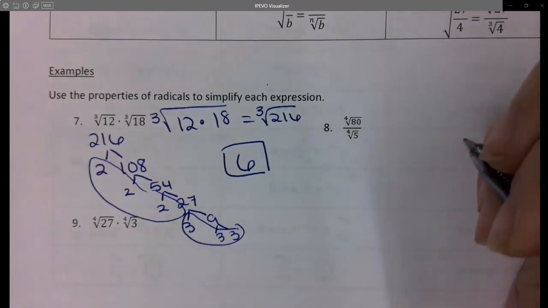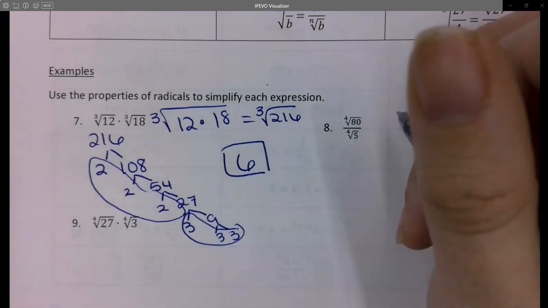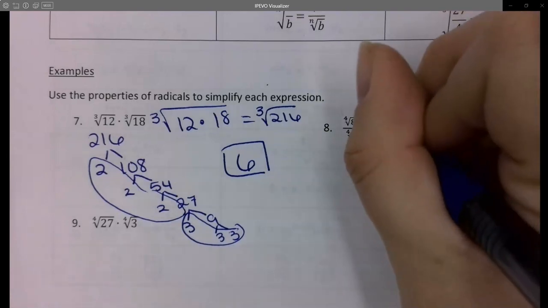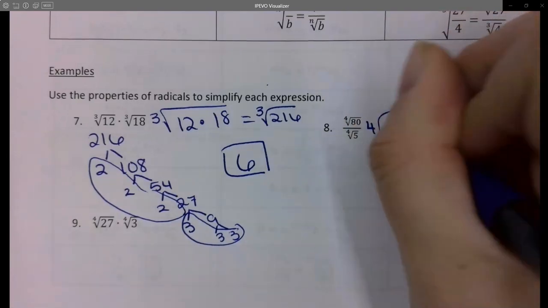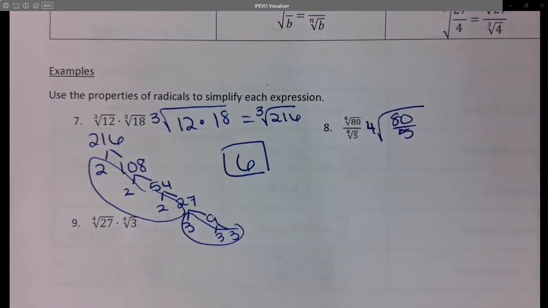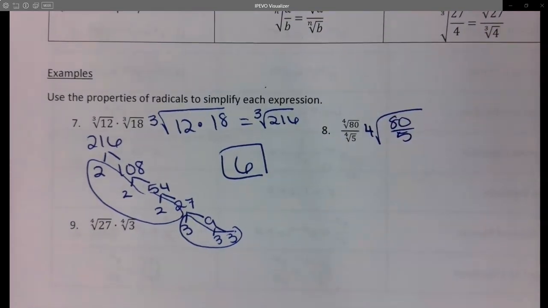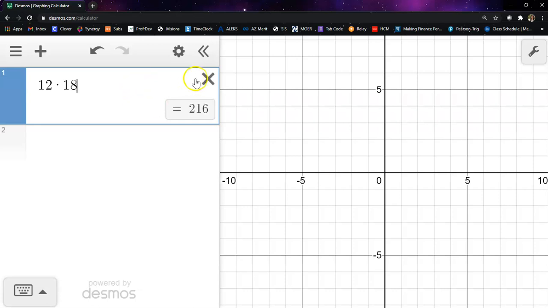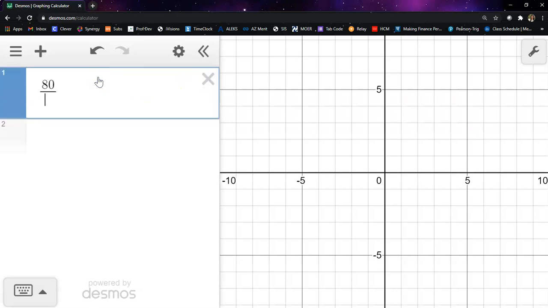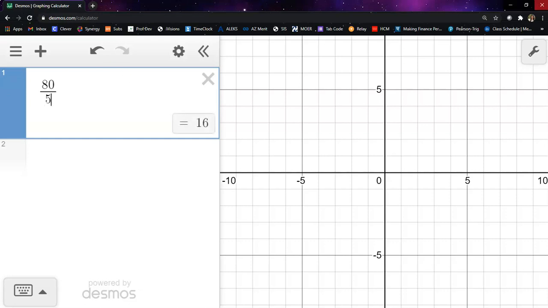Number 8. Since they have the same radical in their fraction, I can rewrite it as one giant fraction, so I can have 80 divided by 5. Which gives me 16.